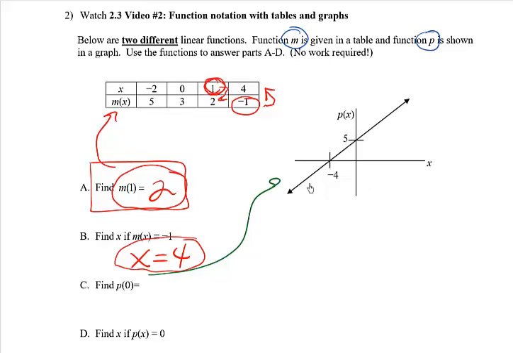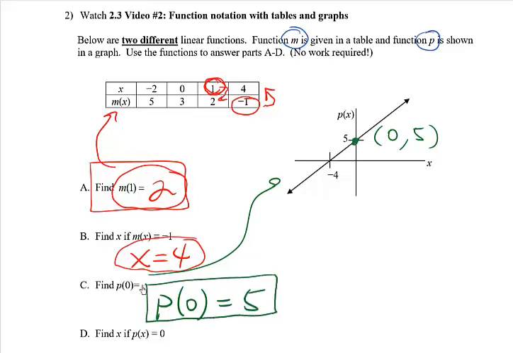This 0 is an x. In other words, I'm looking for a spot on this line that is 0 comma something. Well, that's pretty easy to find. That means I didn't go left or right. I only went up or down. The only spot like that is right here. What are the coordinates of that point? 0 comma 5. When 0 goes in, 5 comes out. And so my answer to this problem, P of 0 equals 5. 0 is the x, 5 is the y.